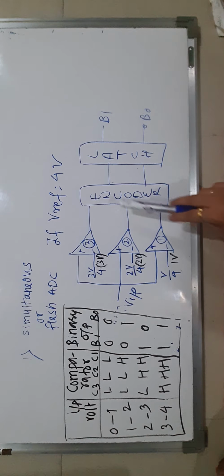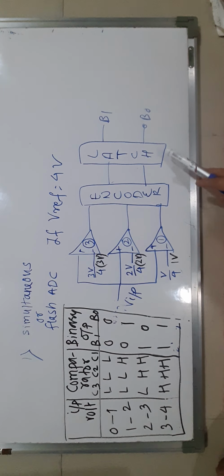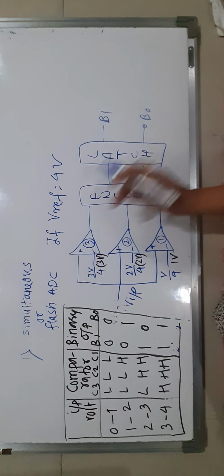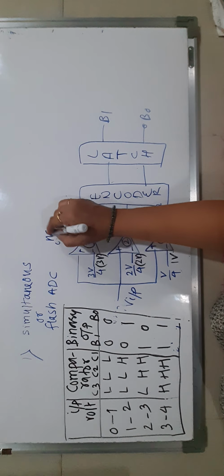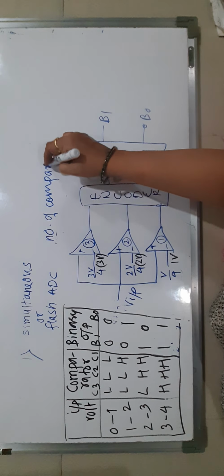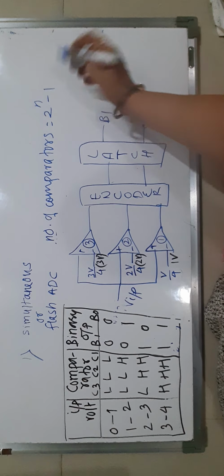So the encoder converts all input into binary form. Latch is just used to improve the signal strength of the voltage. The only drawback of this circuit is the number of comparators required, that is given by the formula: number of comparators equal to 2 raised to n minus 1.